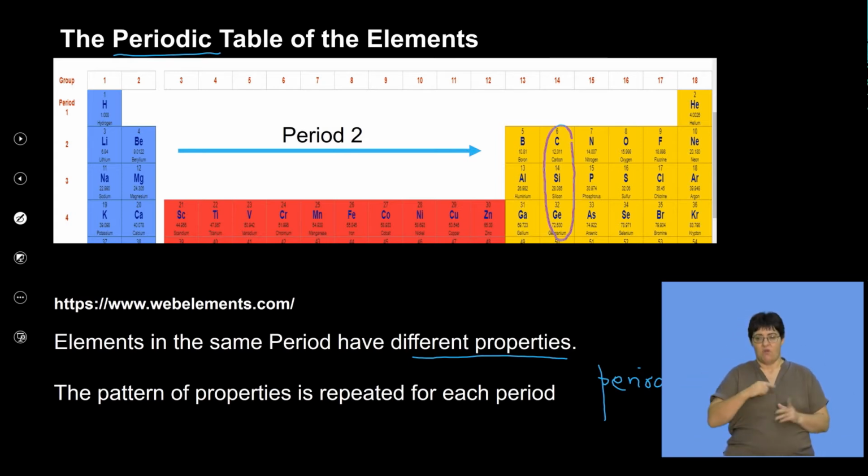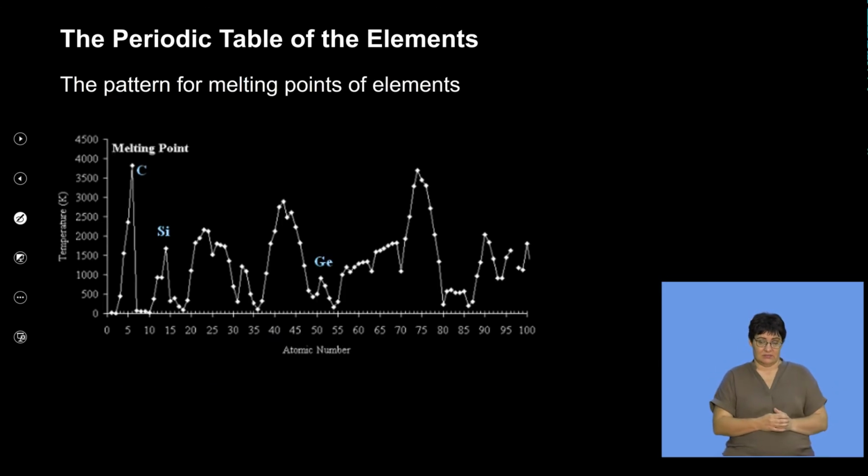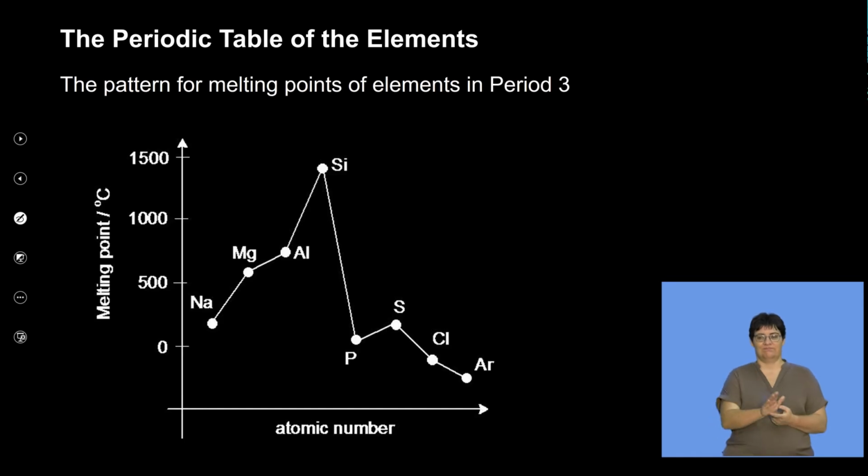So the main thing here is that elements within the same group have similar physical properties, while within the same period, they would obviously differ, right? So that's the main idea that we want to carry across. Now, this is the pattern of melting points.